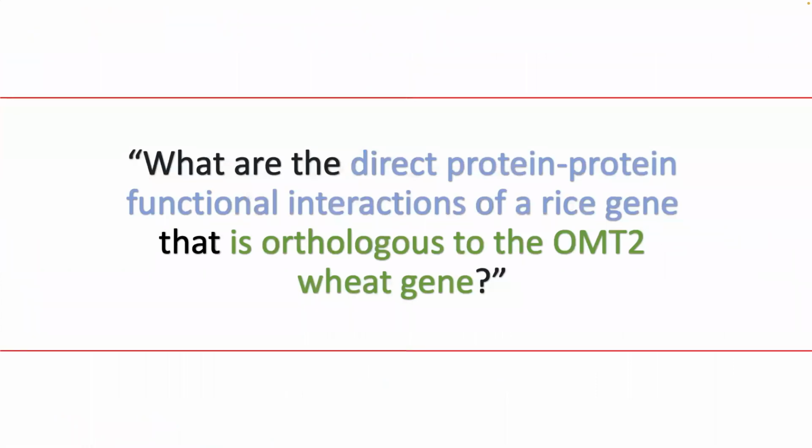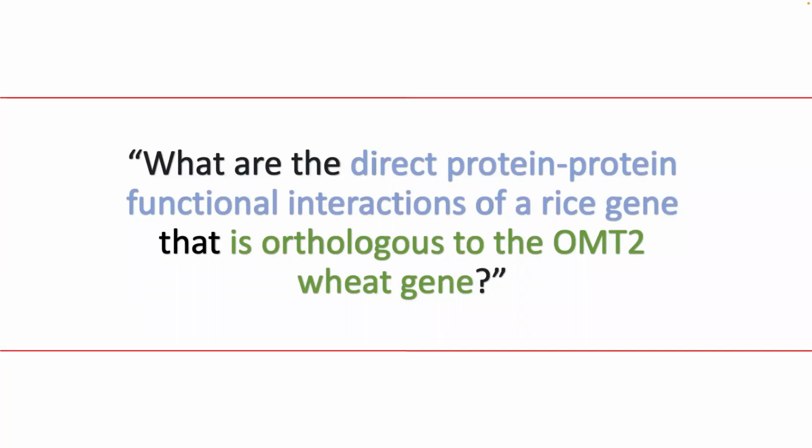First, I would like to start with a motivating example. This question was asked by a BASF researcher who was studying the OMT2 gene in wheat and wanted to know the protein-protein interaction of its orthologs in rice. To answer this kind of complex biological question, we often need to combine the scattered data at BASF and also data on the web. For example, here, we could think about getting the information about the protein-protein interaction from the STRING database, a public database.